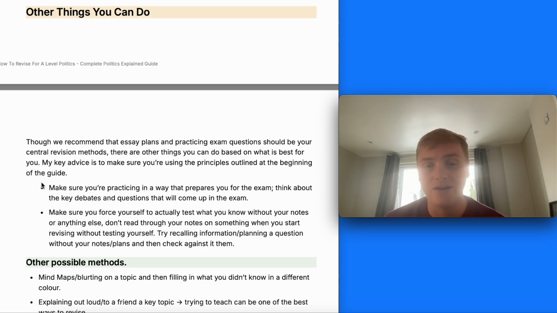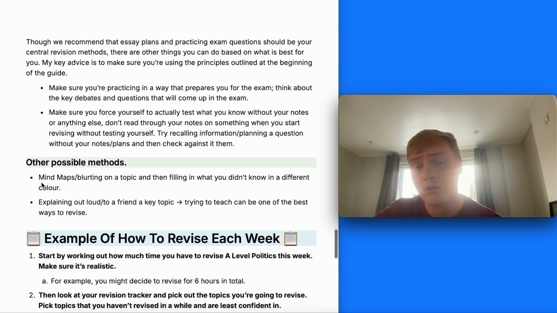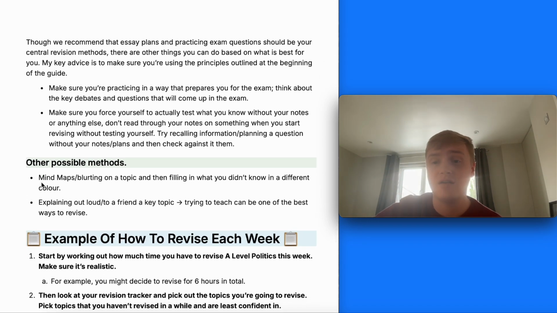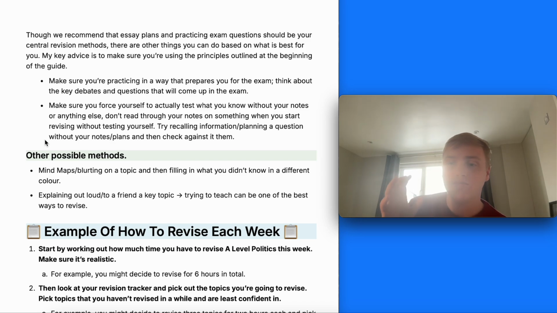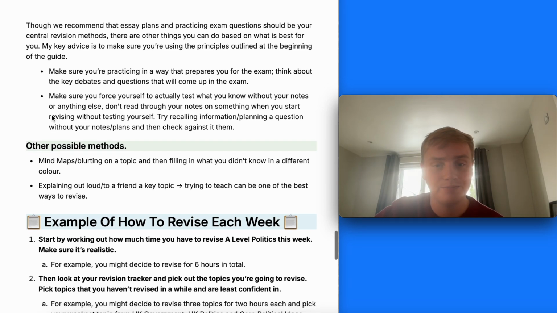So try and recall information, plan a question without your notes, and then check it against them. Other possible methods you could use whilst implementing these principles are mind maps or blurting on a topic and then filling in a different colour what you didn't know. Explaining out loud to a friend a key topic, so trying to teach, can be one of the best ways to revise as well. But again, just use those principles we've mentioned throughout the video.